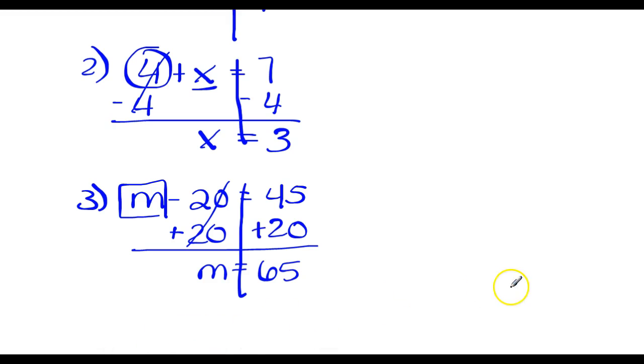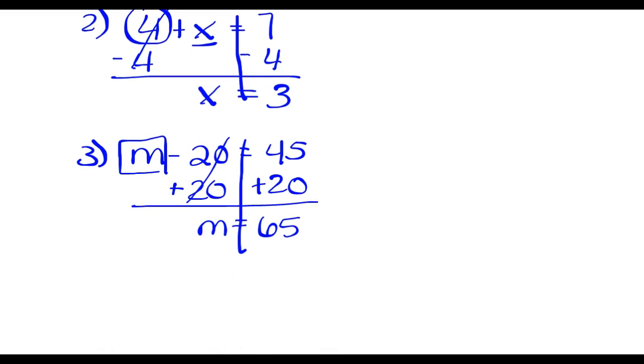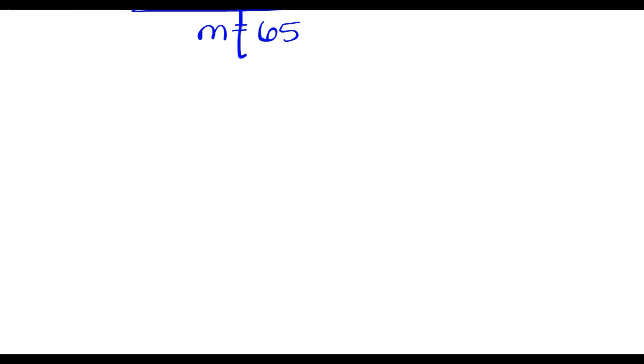Okay, so let's try some. So these are just addition and subtraction. Let's try some where we're looking at multiplication and division. So these are also fun. So I think I'm going to relabel these A. 3x equals 15. This is the same thing as saying 3 times x. So what is the inverse operation of multiplication or times? It's division. So I'm going to divide by 3.